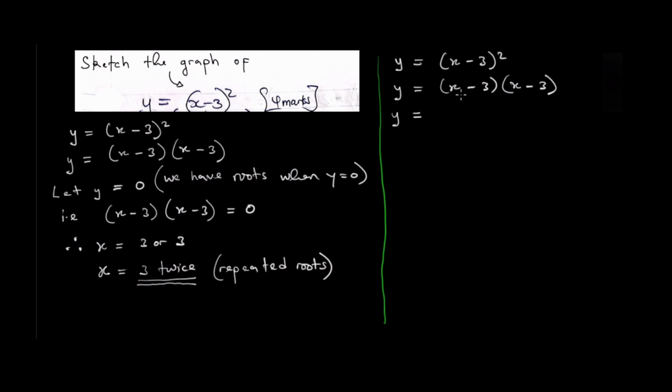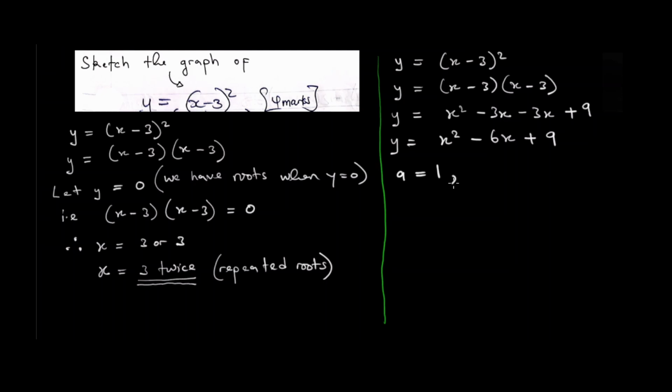So let us expand these brackets. y is equal to x times x, that's x squared, x times minus 3 is minus 3x, minus 3 times x is minus 3x, and minus 3 times minus 3, that's plus 9. So y is equal to x squared minus 3x minus 3x, which is minus 6x, plus 9. We see that a is equal to 1, because a should be the coefficient, the multiplier of x squared. So a is equal to 1.